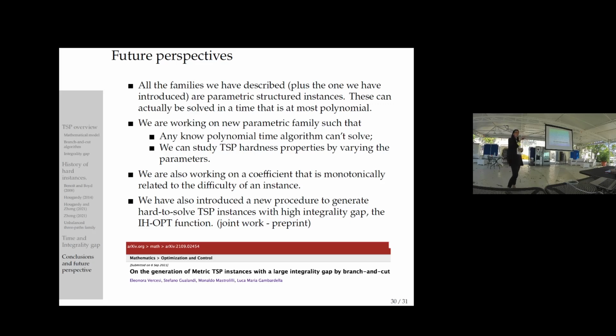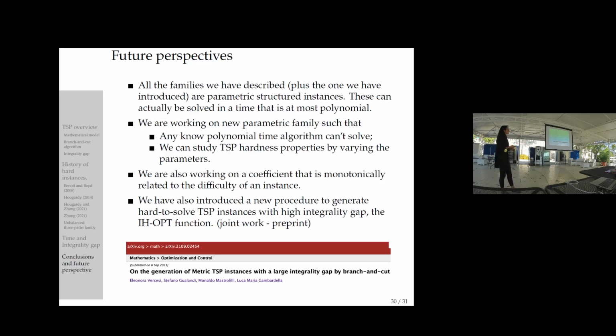We have a coefficient, as I said at the very beginning, that only works for Euclidean TSP, and that can basically only be used when you already know the optimal solution. What we are trying to achieve is a coefficient that can be computed a priori. So, given an instance, compute the coefficient.